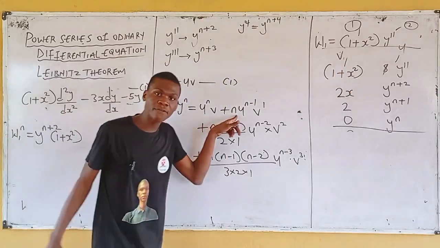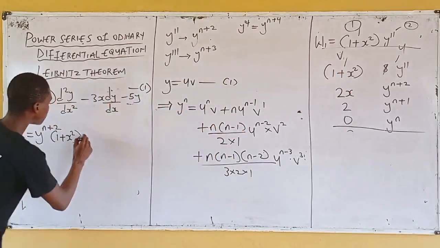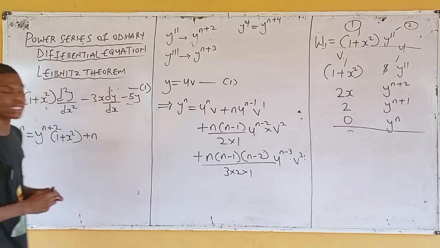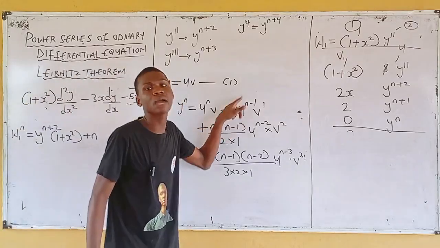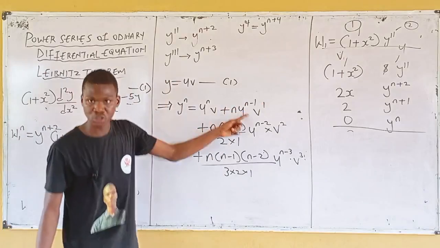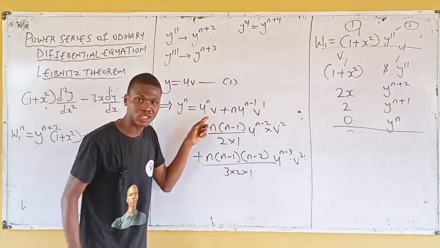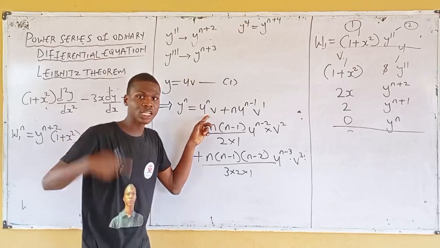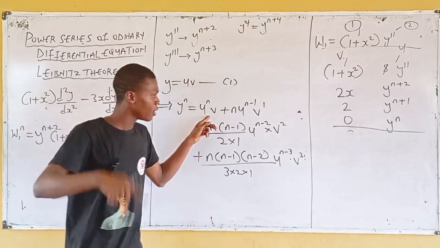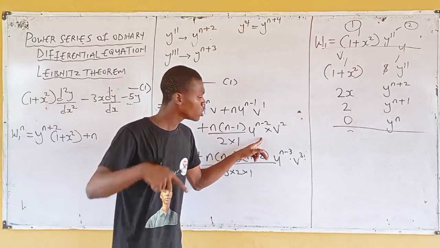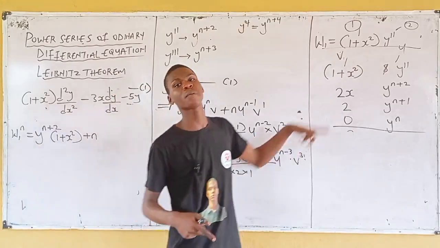Moving on, what do you have? You have n, meaning plus n. The next one is what? u raised to the power of n minus 1. Just observe the way it works. You started with u raised to the power of n. The next one becomes u raised to the power of n minus 1. Moving on, u raised to the power of n minus 2, n minus 3, n minus 4.